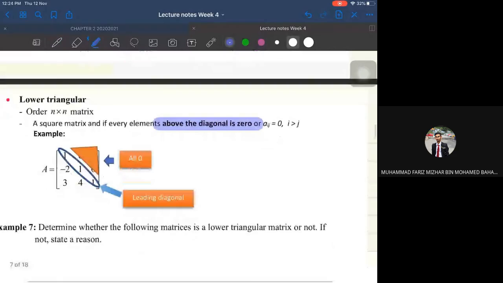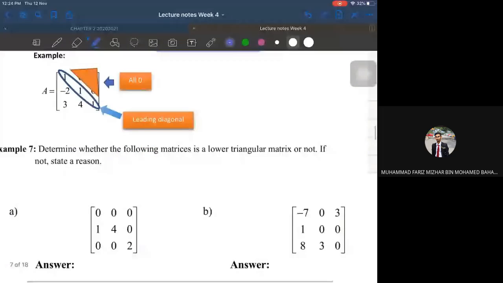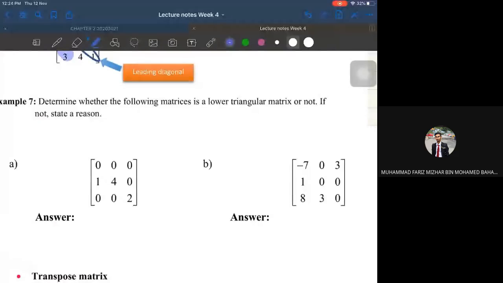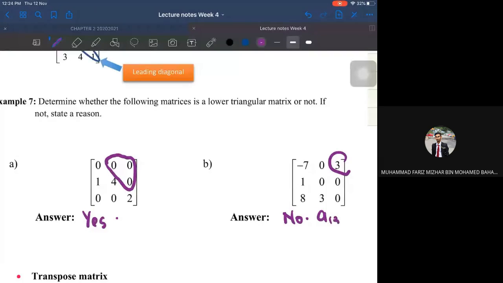So for example 7 here. For A, this is yes. Why? Because everything above is zero. For B, this is no. Why? This one is not zero. So A13 is not equals to 0.